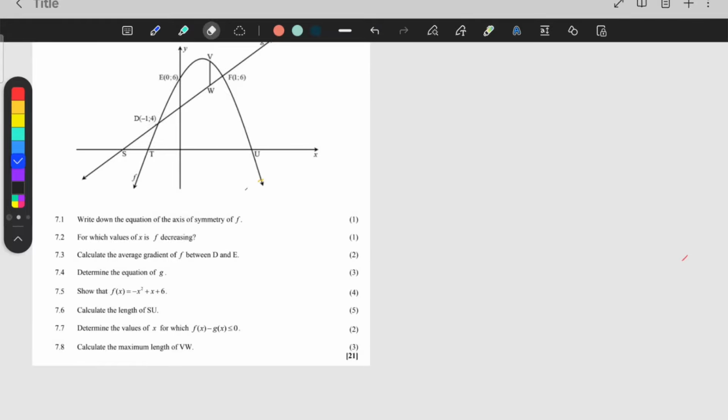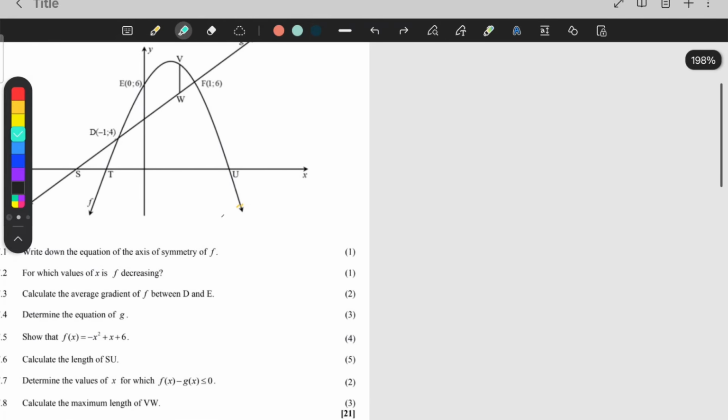Okay, our last question is 7.8, and it says, calculate the maximum length of VW. So VW is this line over here. They want the maximum length. For maximum length, you always look at the line and then you just look which graph is on top where you find this line. You see that line is there. The parabola is on top. So here on top, that's the parabola, and here where W is, that's the straight line.